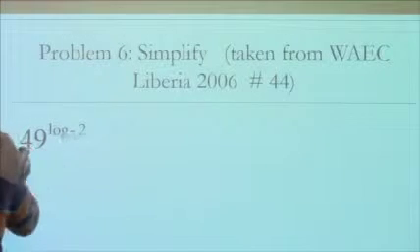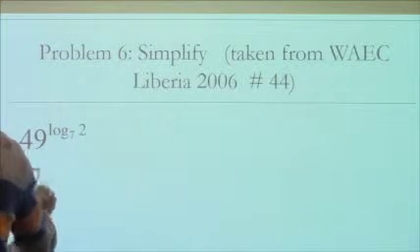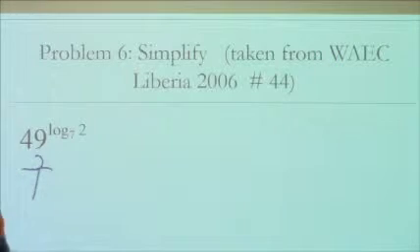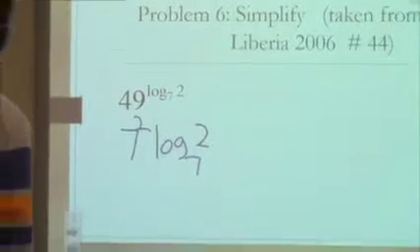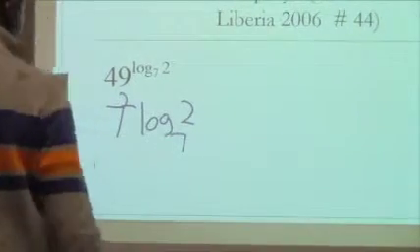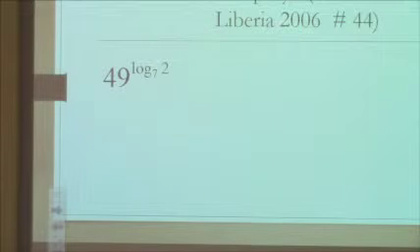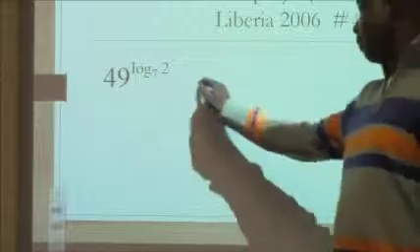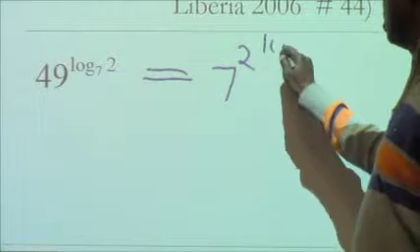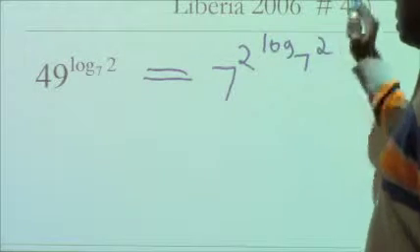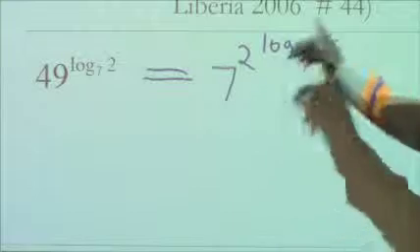Now, this is a base here. If I can rewrite this using this thing, which I can do, because 49 is the same as 7 squared, log base 7 of 2. Another thing I can do is push this, sorry, I wrote this the wrong way. It's because I'm jumping this so fast, maybe that's why I wrote the wrong thing. So let's go back. This problem was taken from WAEC, Liberia 2006. It was problem number 44. So one of the first things I would do is to write 49 as 7 squared. So then I have log base 7 of 2. Another thing I can do is to move this 2 up there.